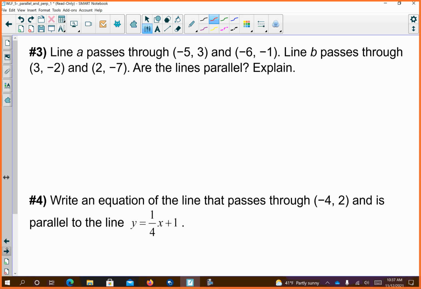So then they say, hey, we have a line that crosses through these points, and we have a line that passes through these points. So I'm going to label this one x1, y1, x2, y2. I don't need to find the equation. I just need to know, would these lines be parallel? So I'm going to find the slope of both.